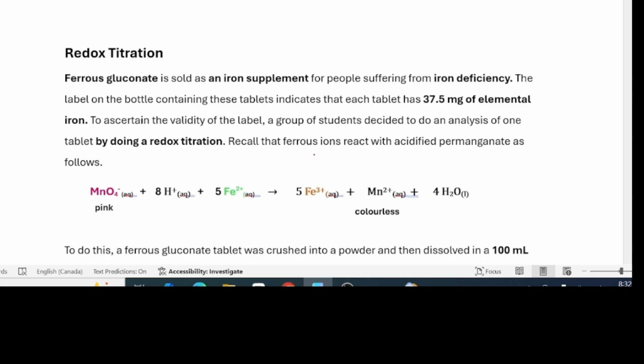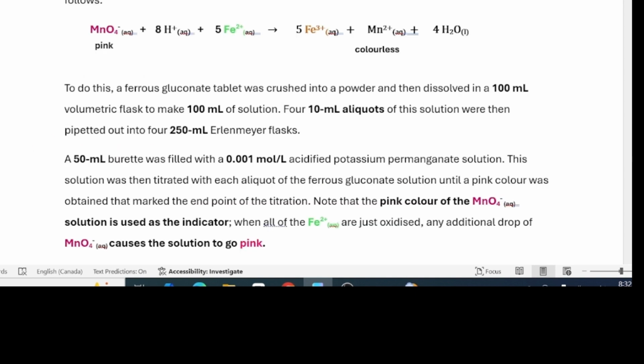Recall that ferrous ions react with acidified permanganate according to the following equation. According to this balanced equation, 1 mole of permanganate ions reacts with 5 moles of ferrous ions in an acidic medium to produce 5 moles of ferric ions, 1 mole of manganese 2+ ions, and 4 moles of water. But recall that the pink color of permanganate is changed to colorless manganese 2+ ions, and the light green color of the ferrous ions is changed to light brown ferric ions.